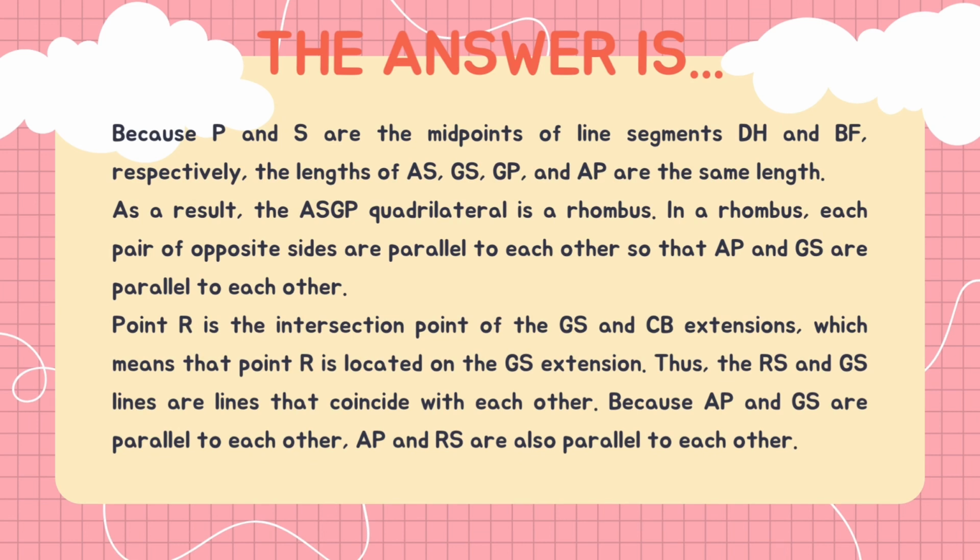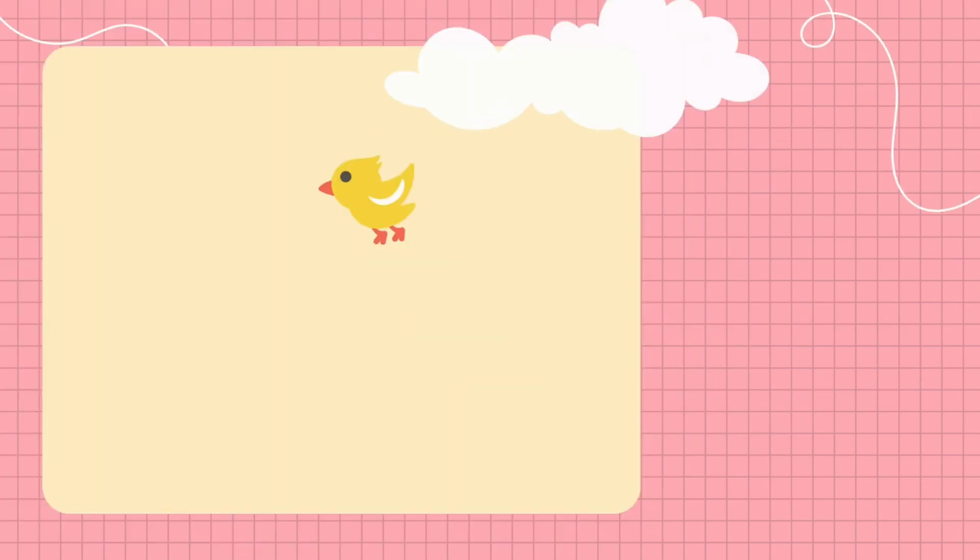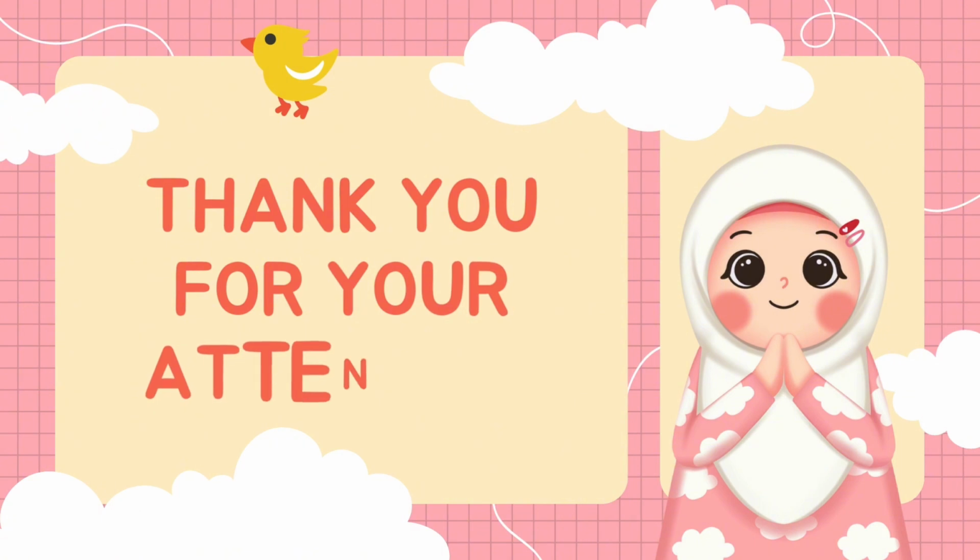Thus, the RS and GS lines are lines that coincide with each other. Because AP and GS are parallel to each other, AP and RS are also parallel to each other. Therefore, the position between the RS line and the AP line is that they are parallel to each other. That's all I can say about lines and gradient. Thank you for your attention.